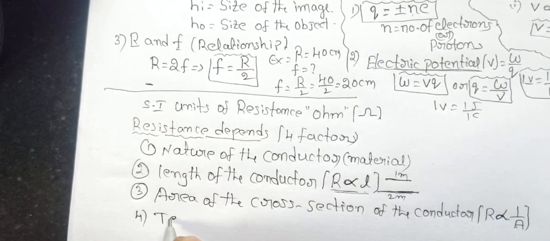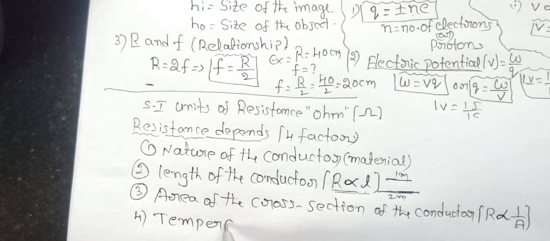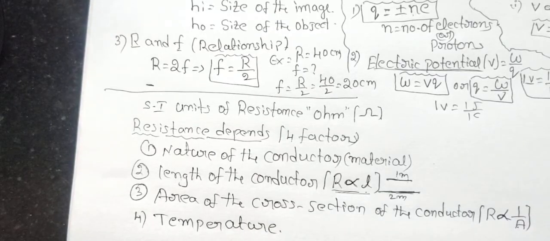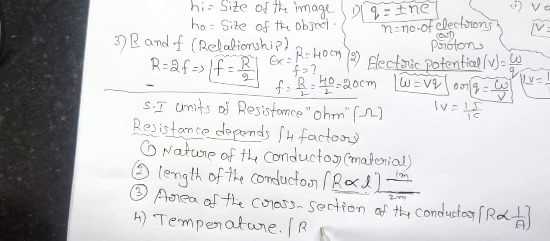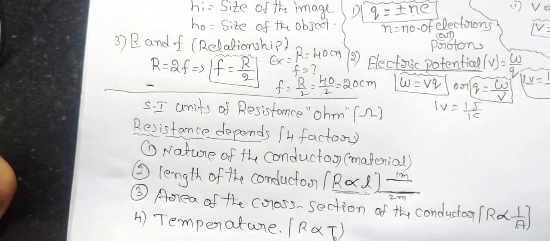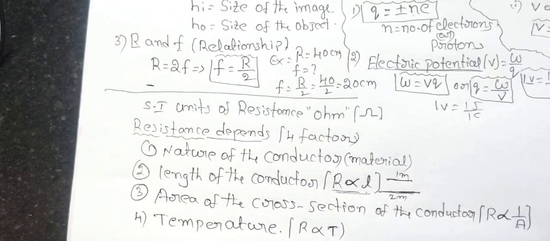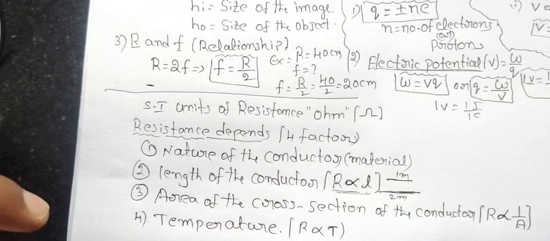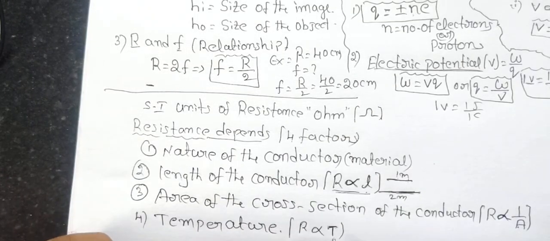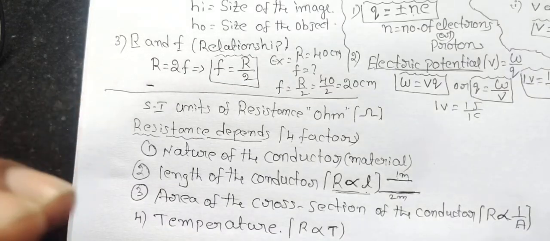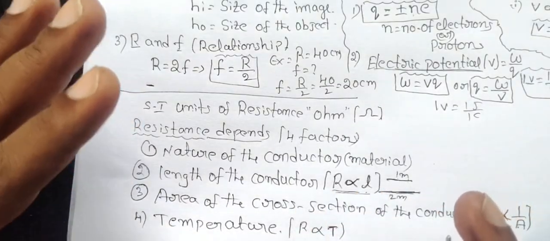The last one is temperature. Very interesting: resistance is directly proportional to temperature only for good conductors. Good conductors, for example silver, aluminum, copper, anything we can take as a good conductor. If temperature is increasing, resistance also will increase. But when you take insulators, there is no change.